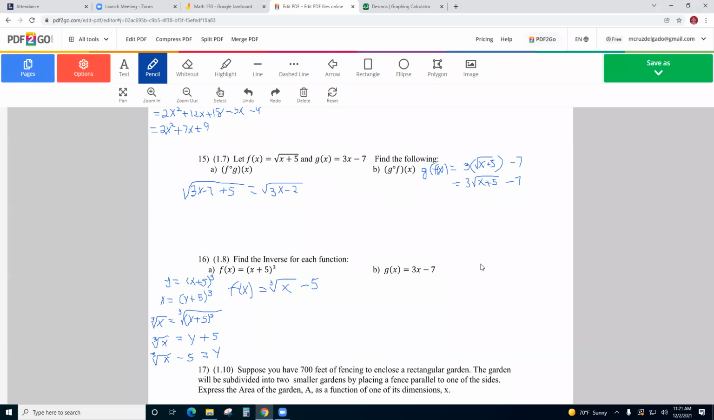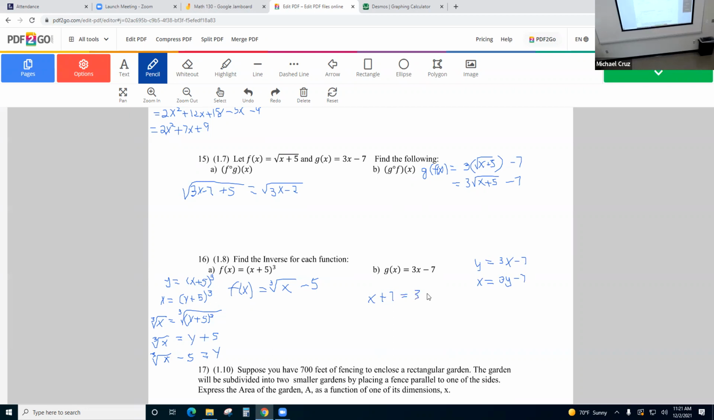So this one right here, again, y is equal to 3x minus 7. And so we swap. So plus 7, so that's x plus 7 is equal to 3y. And divided by 3. So x plus 7 over 3 is equal to what?